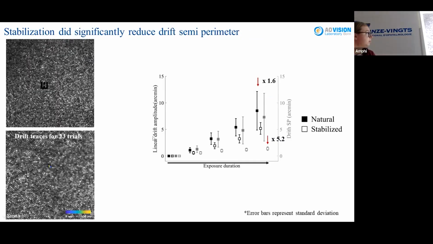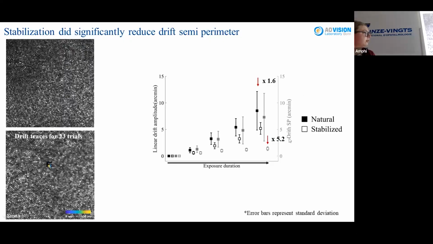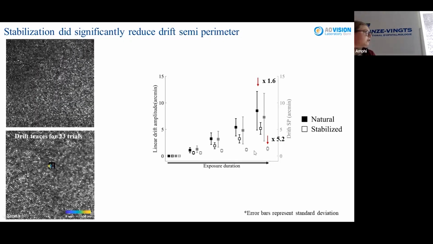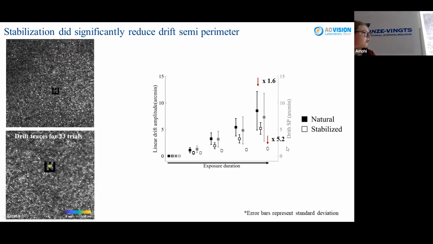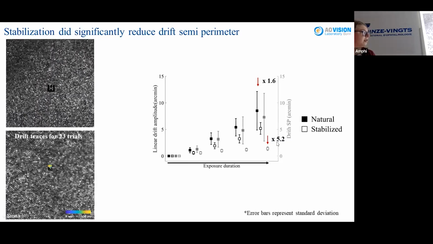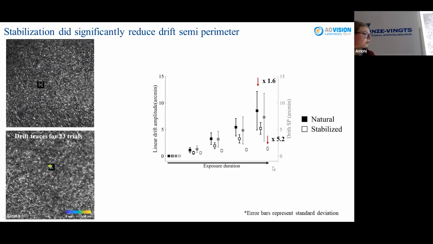And what will happen with the semi-perimeter of the drift? Actually, it didn't grow much, and it was decreased in the stabilized condition by a factor of 5.2 for the longest presentation duration.